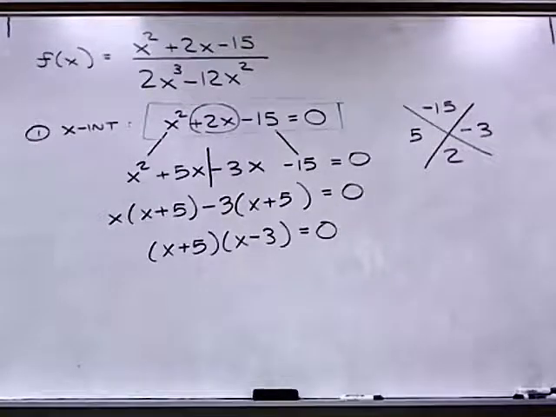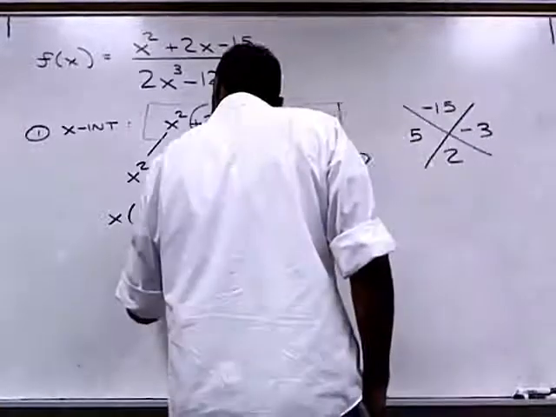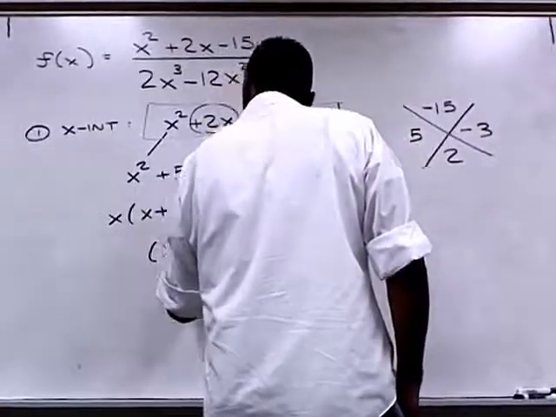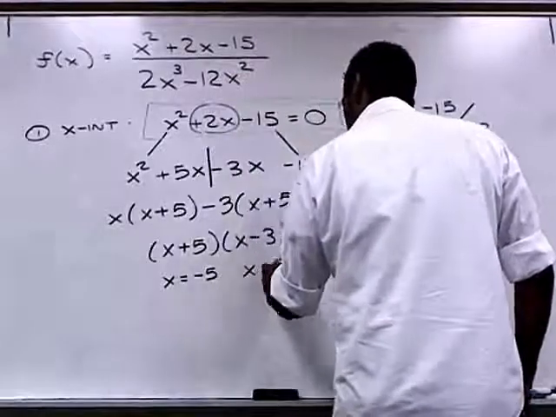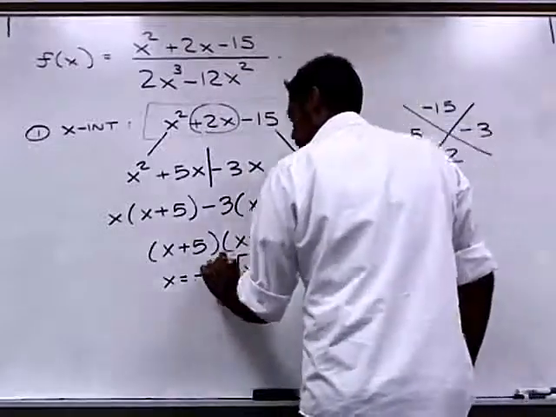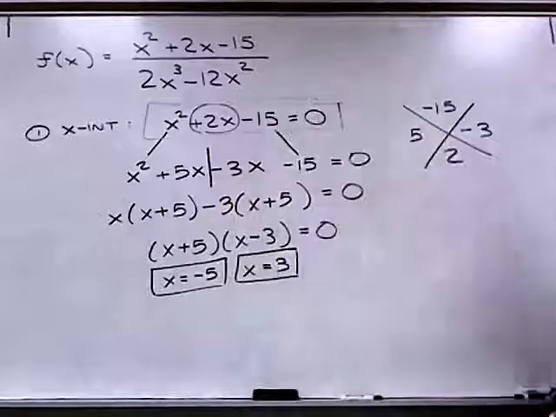All right, so now set each of those equal to 0. What do you get? Negative 5 and positive 3. 2 x-intercepts.